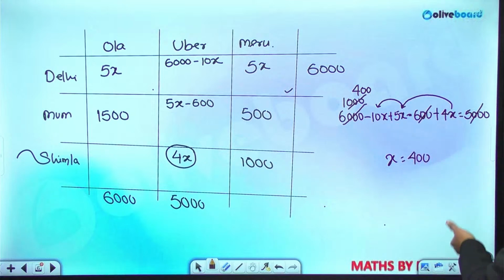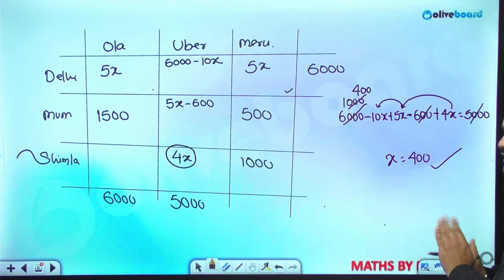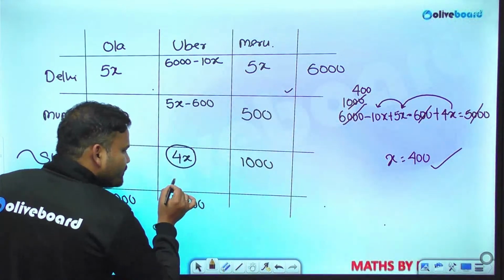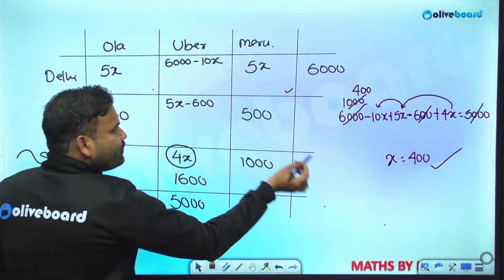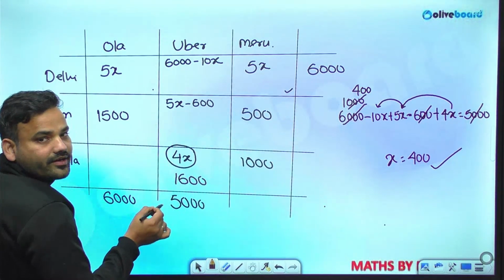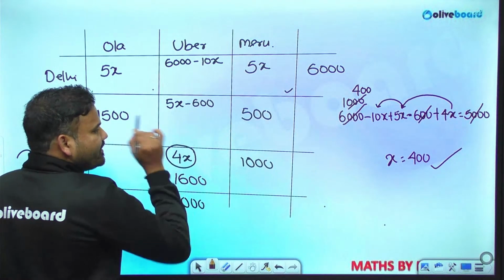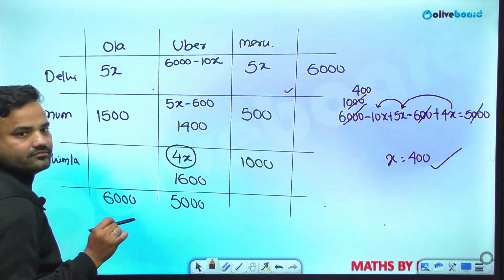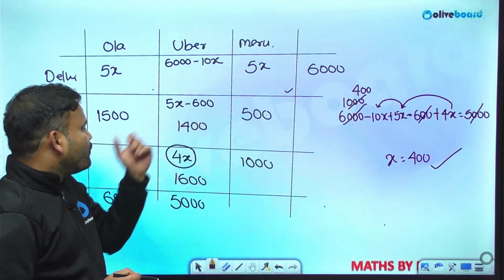This x will travel over here. 400 will be staying. So x की value 400 आ गई. The moment x की value 400 मिल गई मुझे, put this x over here. So this value is 1600. The value of x is 400. Put x 400 over here. 400 times 5 is 2000. 2000 minus 600 will be 1400, so we are getting 1400 over here.